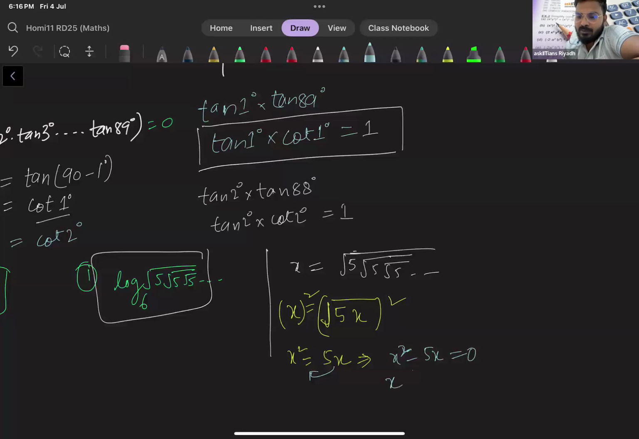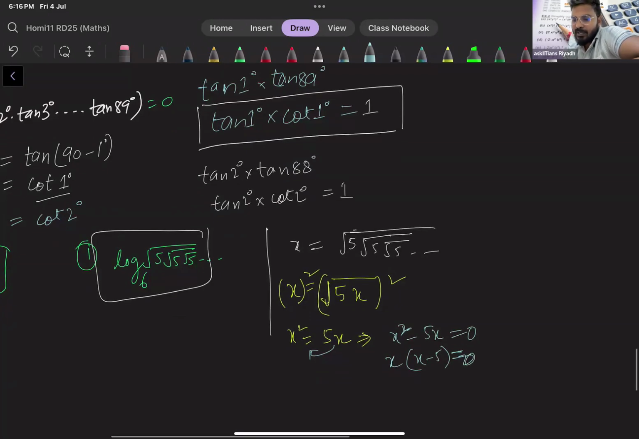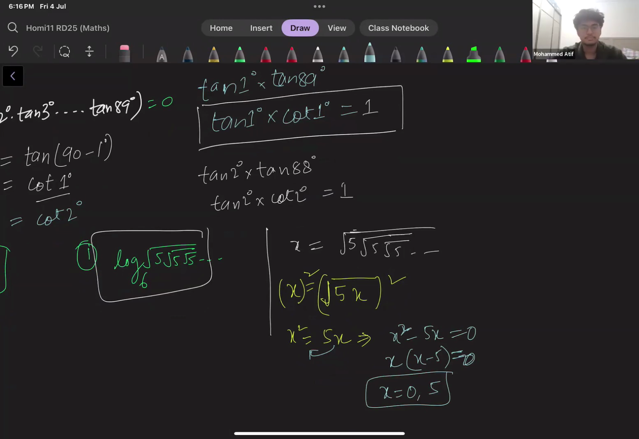And now if we take x outside common, we can write x into x minus 5 equals 0. So we are getting a quadratic equation. There are two factors, x and x minus 5. If you equate both of them to 0, we get x equals 0 and x equals 5. Any doubt so far? So now we are saying that this whole thing is going to be either 0 or 5.